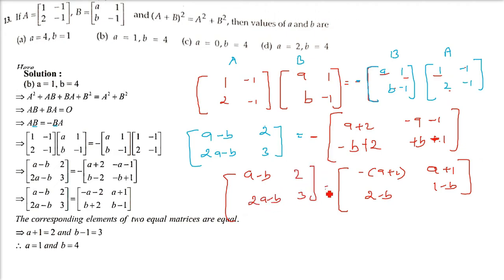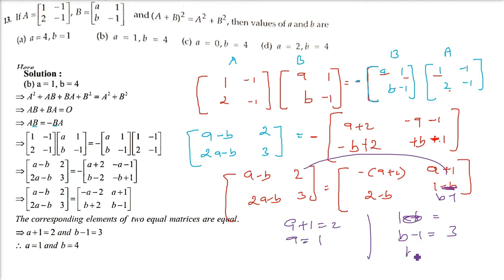Now let us equate. What is the equation? A plus 1 is equal to 2. And this is B minus 1 is equal to 3. This is 1 minus B, but it won't come, so let me write it as B minus 1. So B minus 1 is equal to 3. From here it comes A equals 1 and B equals 3 plus 1, that is going to be 4. So A is 1 and B is 4. Right? A 1, B 4, this is the answer. B is the answer.